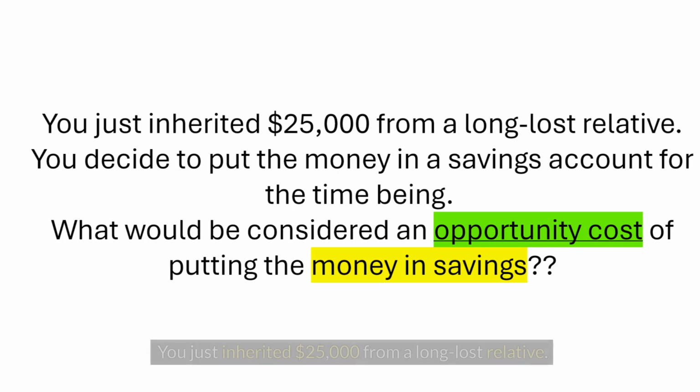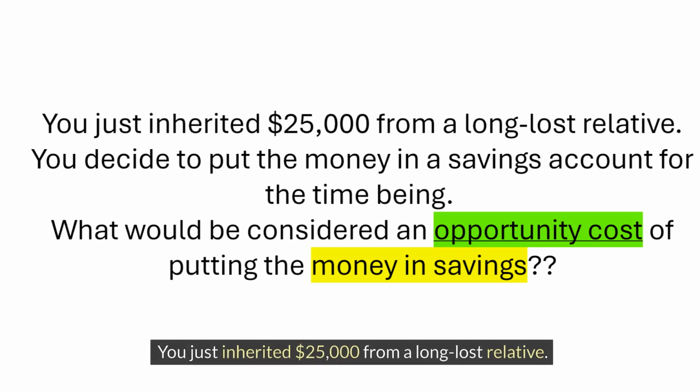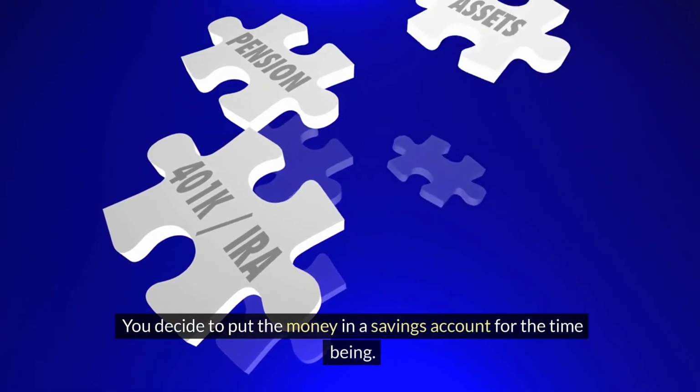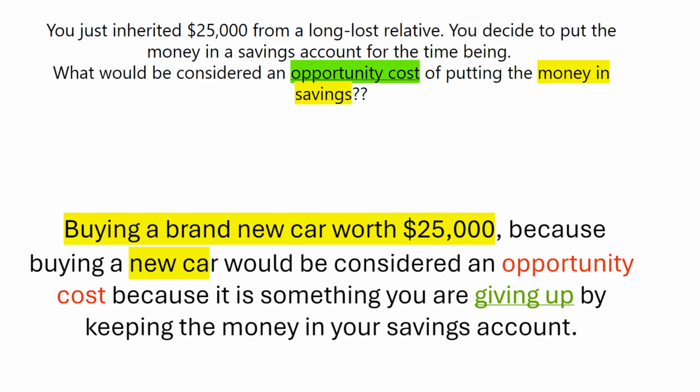And there is a higher opportunity cost because you cannot use that money for other things for a longer period of time. You just inherited $25,000 from a long-lost relative. You decide to put the money in a savings account for the time being. What would be considered an opportunity cost of putting the money in savings? Buying a brand new car worth $25,000. Because buying a new car would be considered an opportunity cost because it is something you are giving up by keeping the money in your savings account.